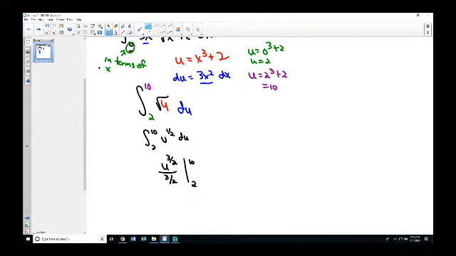Is that correct? Yeah. Add 1, divide by the number, and then evaluate. Yep. And then it's not too bad. So you get 2/3 times 10 to the 3/2 minus 2/3 times 2 to the 3/2. And if you can do that in your head, then you're a pretty good mathematician.